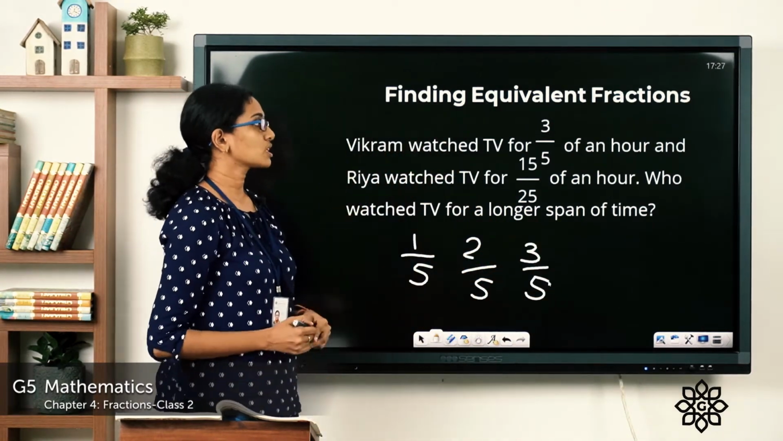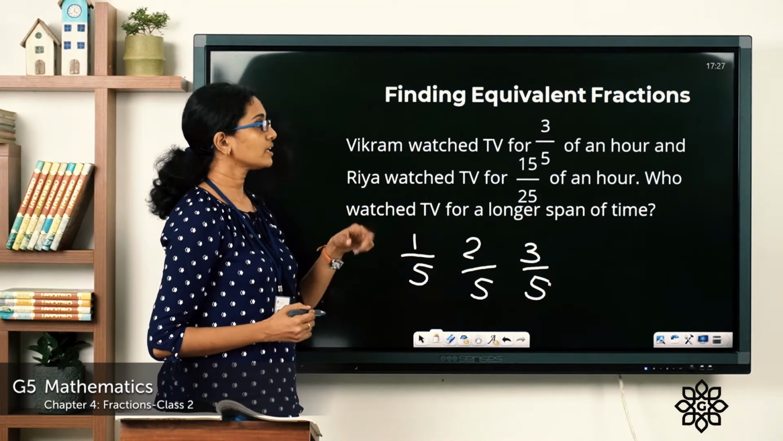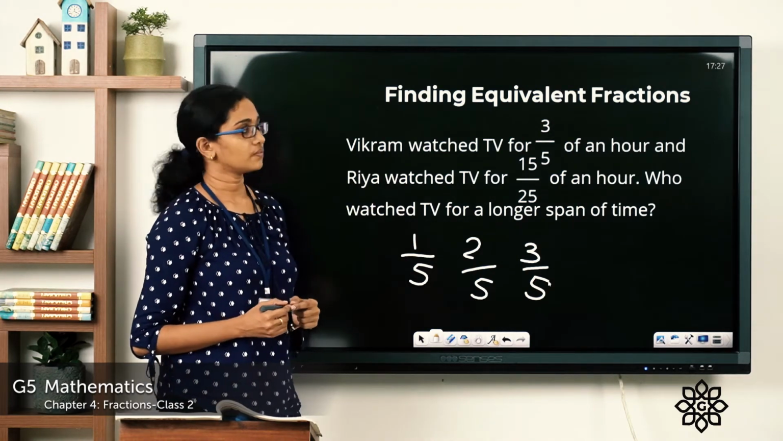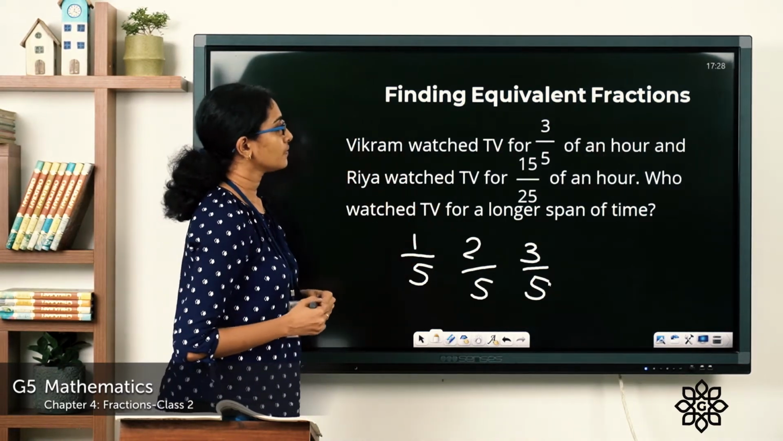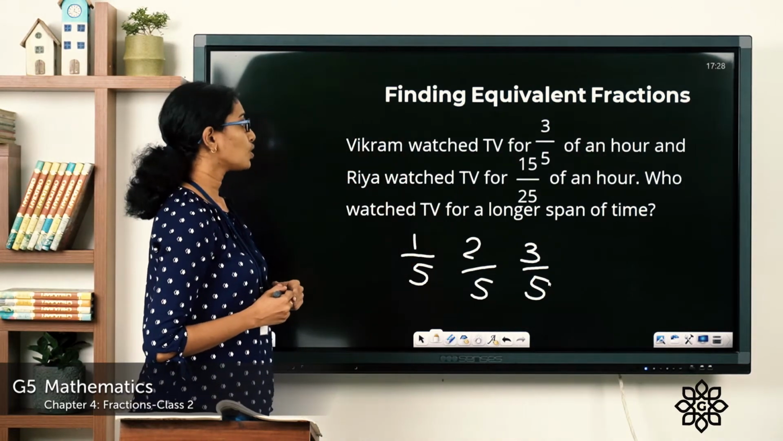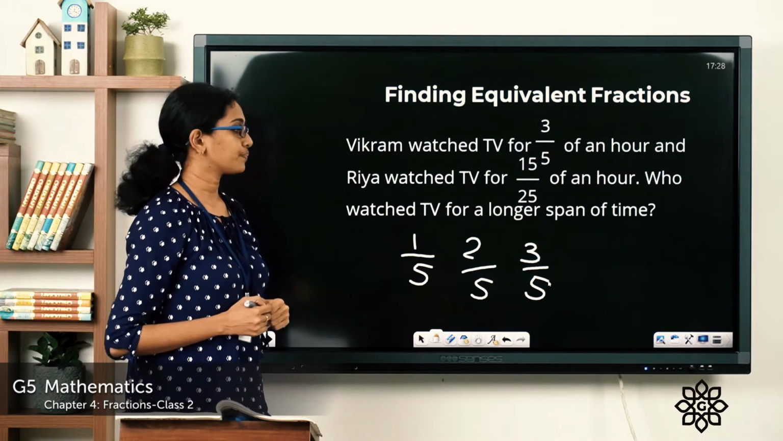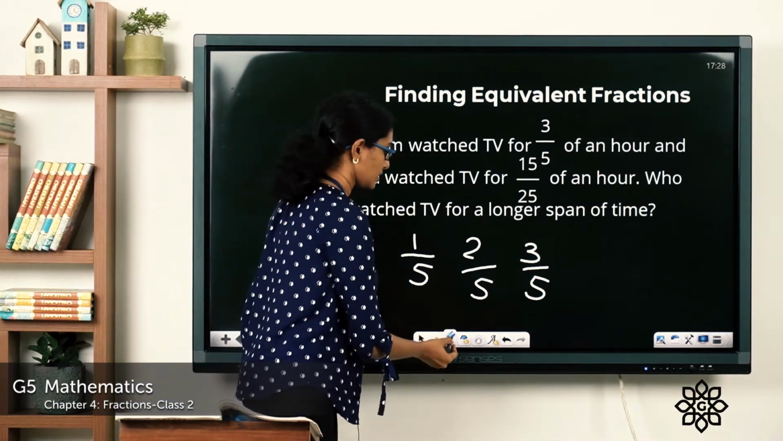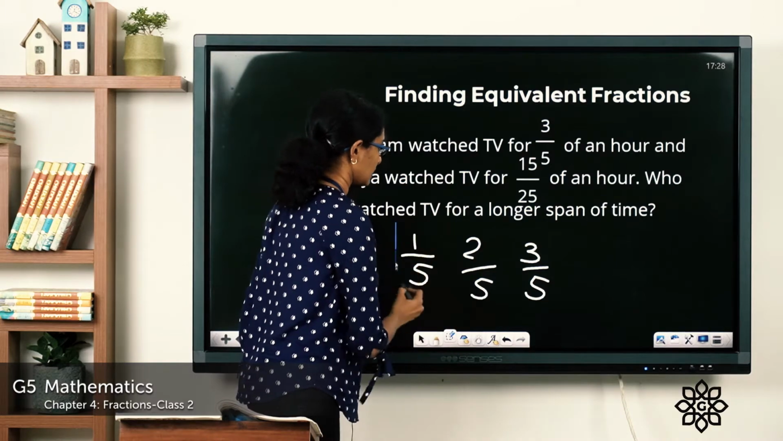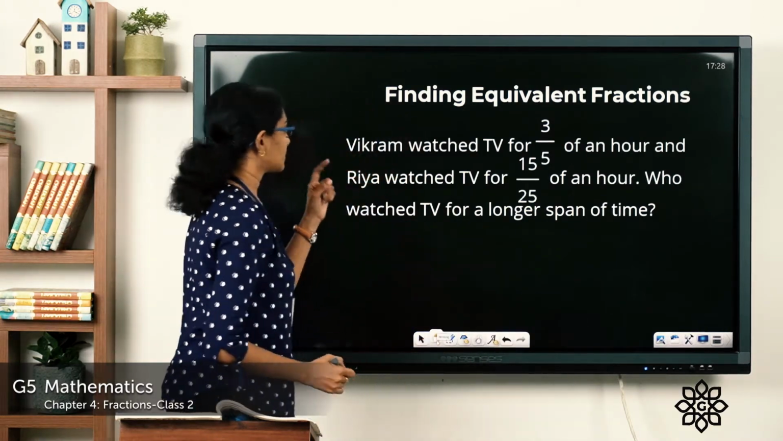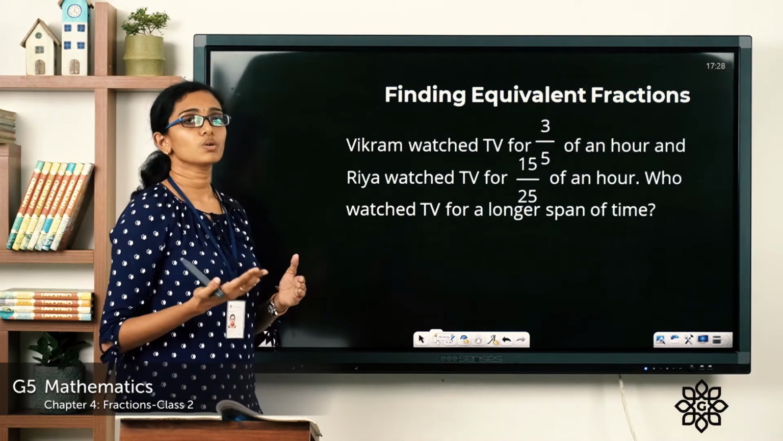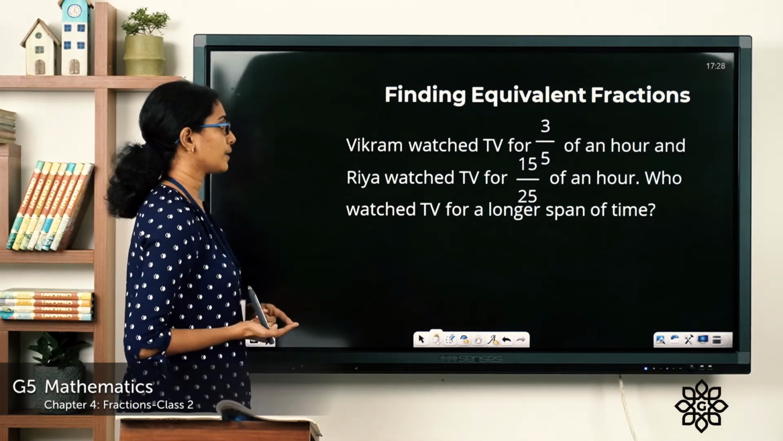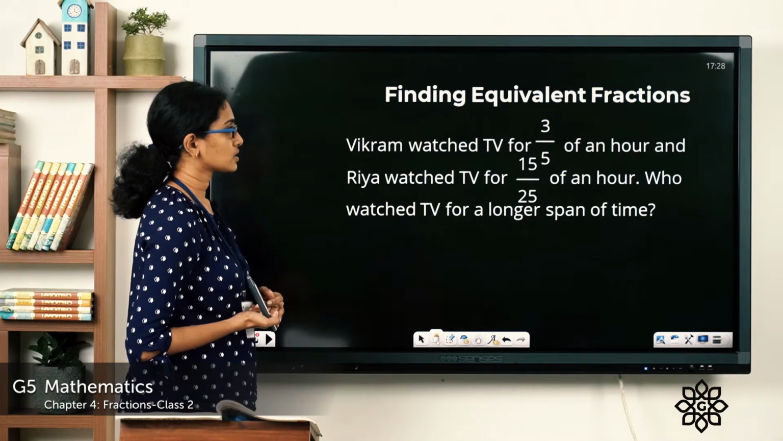So Vikram watched TV for 3/5 of an hour and Riya watched TV for 15 by 25th or 15/25 of an hour. Who watched TV for a longer span of time? So what is given in the question? In the question, the time that both Vikram and Riya watched TV is given. We are asked to find out who watched TV for a longer span of time. And we are given the fractions here.